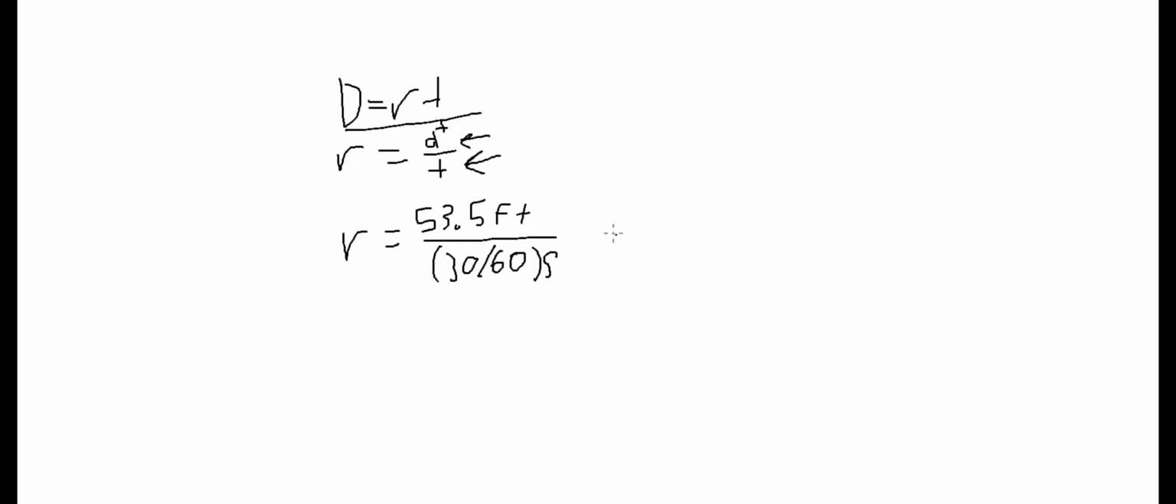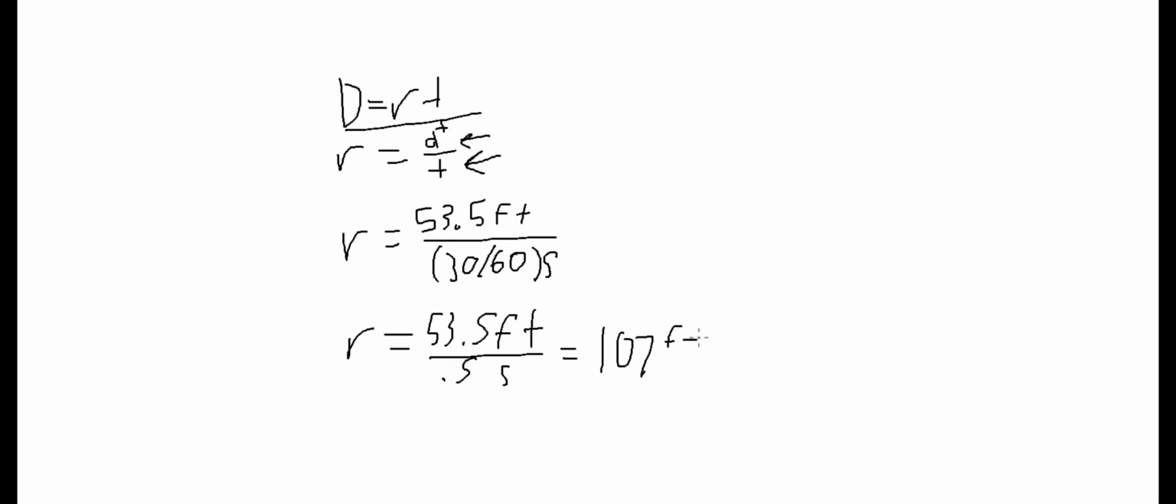Okay, so now we have the rate equals 53.5 feet over half a second. Let me just calculate this. That's just 53.5 times 2, which is 107. So that finds you 107 feet, because over here the numerator is feet, the denominator is seconds.